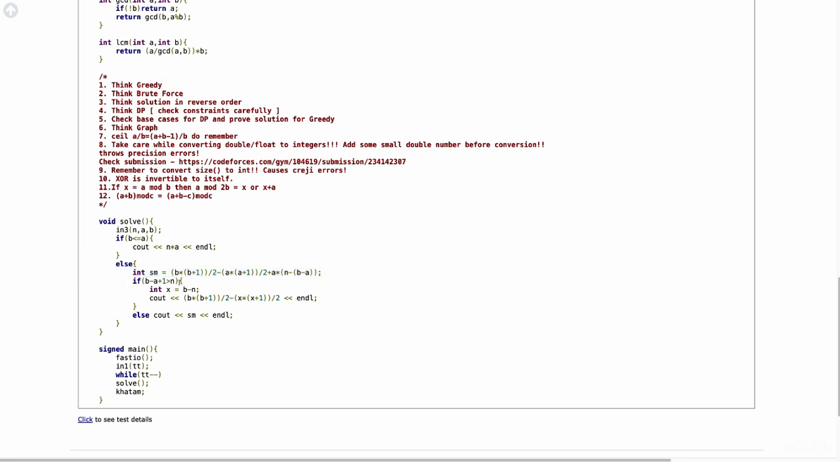But again, if b minus n plus 1 is greater than a, or b minus a plus 1 is greater than n, you can take any of these conditions, both are equivalent. Then we have taken an integer x equals b minus n, and then we have taken the summation from 1 to b minus this summation x into x plus 1 by 2.